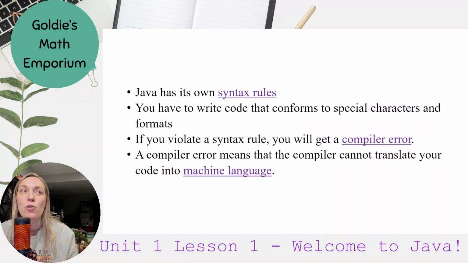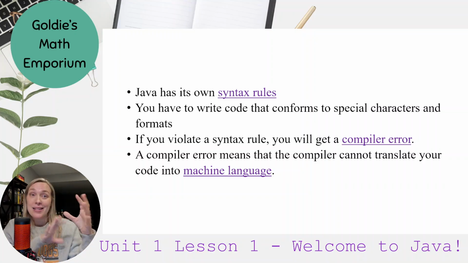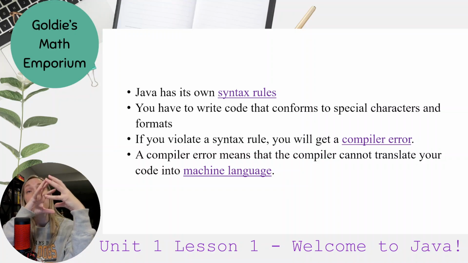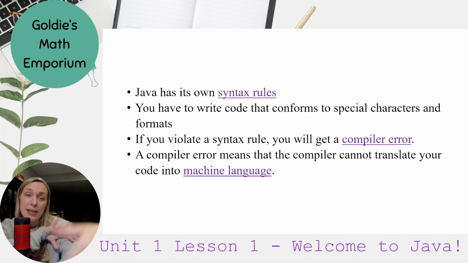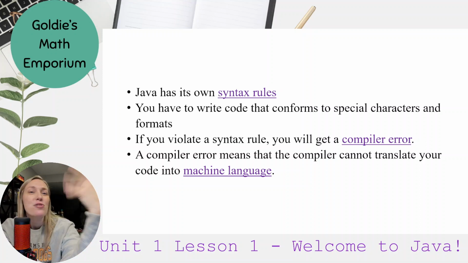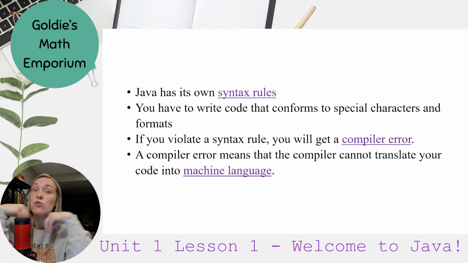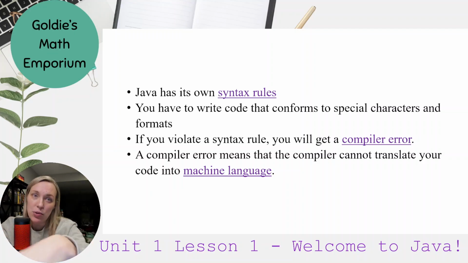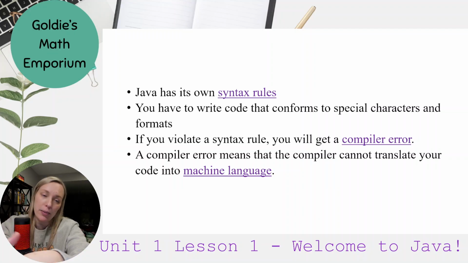So in order for the computer to understand your directions, what is happening behind the scenes is we're taking your programming language and translating it into this machine language. That translator is called a compiler. In order to successfully translate it, you have to make sure that you follow those syntax rules. If you don't follow those syntax rules, the translation can't happen correctly.